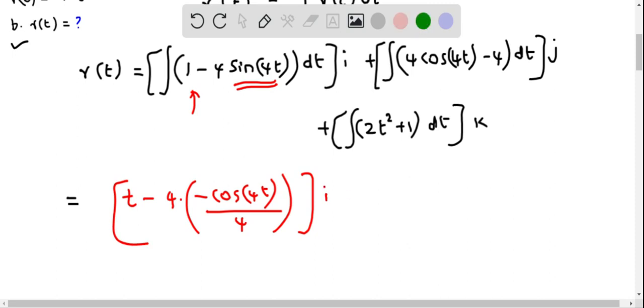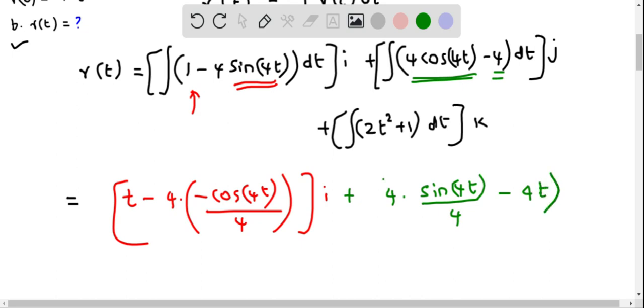Now let's do the j component. We have the term 4 times cos of 4t. I keep the constant 4 as it is and integrate only cos of 4t. The integral of cos of 4t is sine of 4t divided by the derivative of 4t, which is 4. Then we integrate the negative 4, so it is negative 4 times the integral of dt, which is 4t. So this is for the j component.